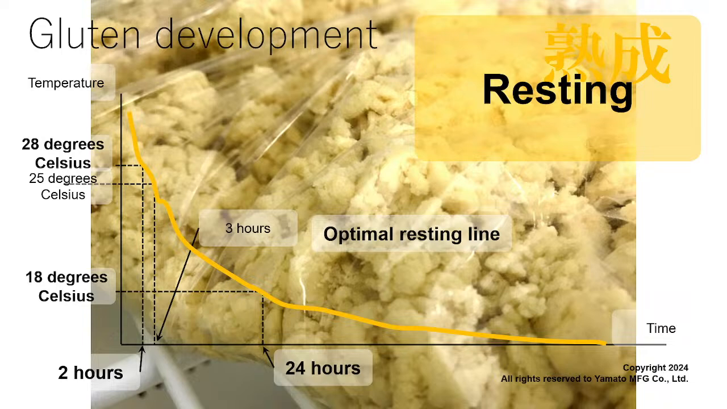So the resting process gets longer for higher hydration dough. When talking about ramen noodles, we do a resting process, but it's not as long as for very high hydration dough like udon noodles, the kind of dough that goes over 45% or 50%. For ramen noodles, we can just say it's 30 minutes to an hour.